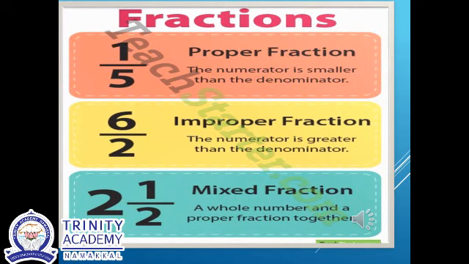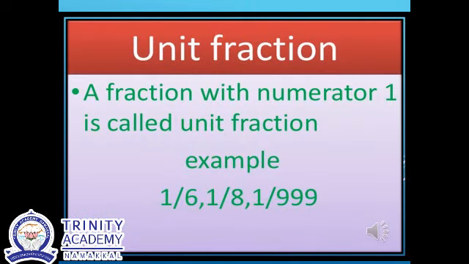It is an improper fraction. Next, mixed fraction. A whole number and a proper fraction together is called a mixed fraction. 2, 1 by 2. Here 2 is a whole number, 1 by 2 is a proper fraction. A proper fraction means the numerator is smaller than the denominator. Unit fraction. Fractions with 1 as the numerator are called unit fractions.